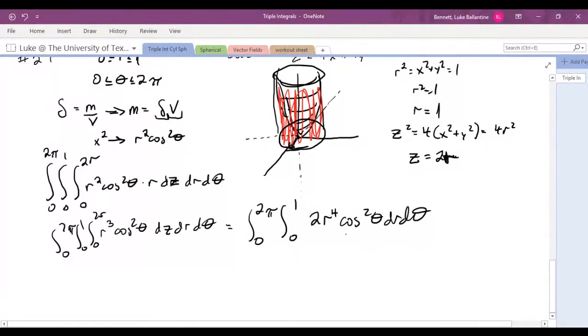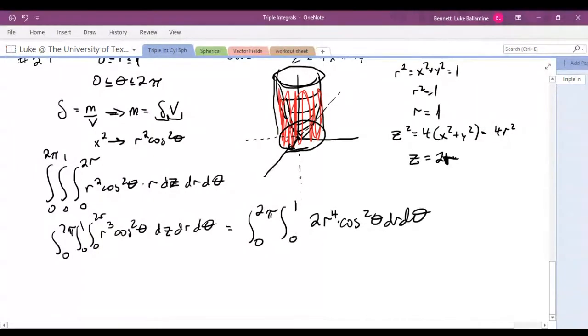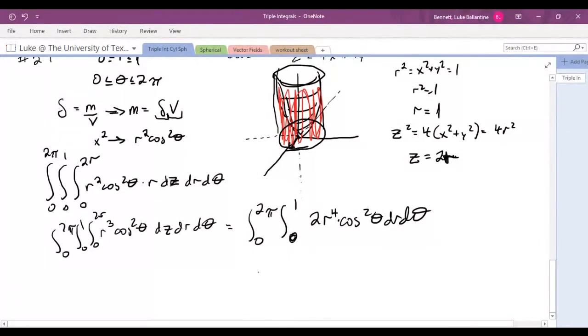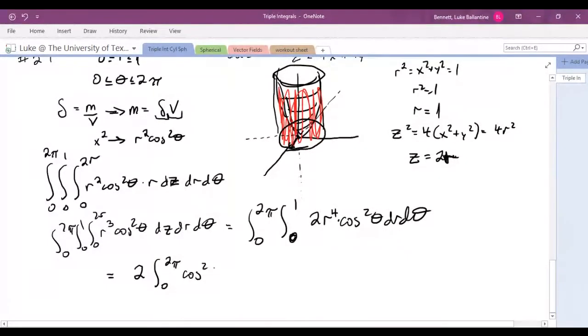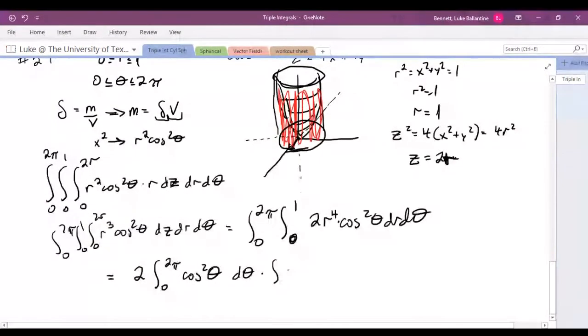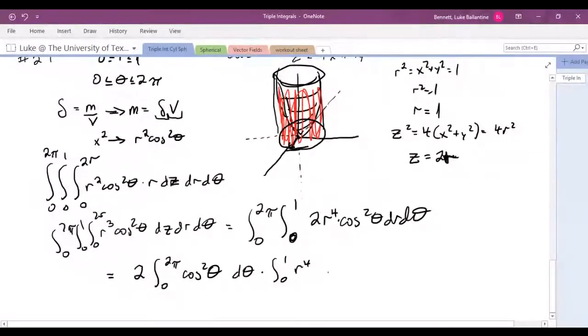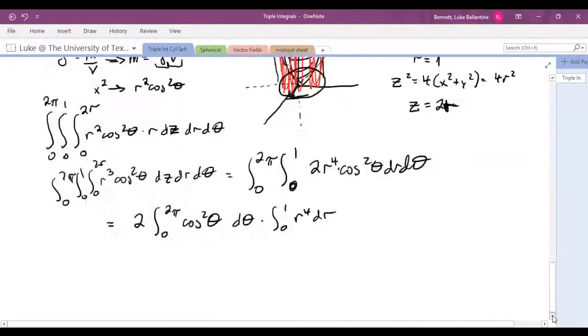These functions are separated by multiplication, and the bounds have no variables in them, they're constant. Thus, we can separate this out into two integrals. I'm going to pull the 2 out: the integral from 0 to 2 pi of cosine squared theta d theta, times the integral from 0 to 1 of r to the fourth dr.